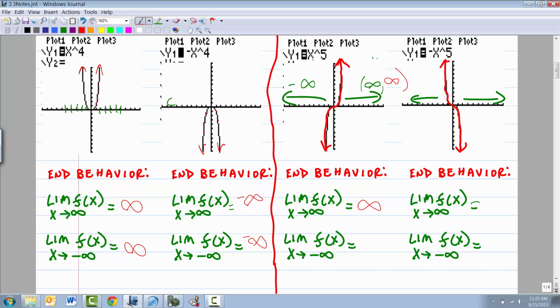If I plugged in a negative, what's a negative to the 5th power? This is why the end behavior is what it is. What's a negative to the 5th power? A negative. So if I plugged in negative infinity for x, I would actually get negative infinity for y. It's another way of looking at it. Okay, sorry for that sloppy negative infinity.